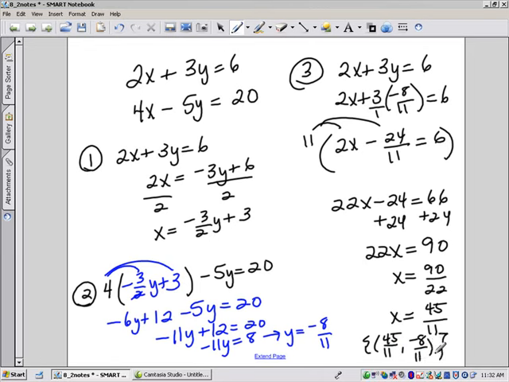Okay, so we've learned another method to solve systems. In the next lecture I will talk about yet another algebraic method to solve systems.